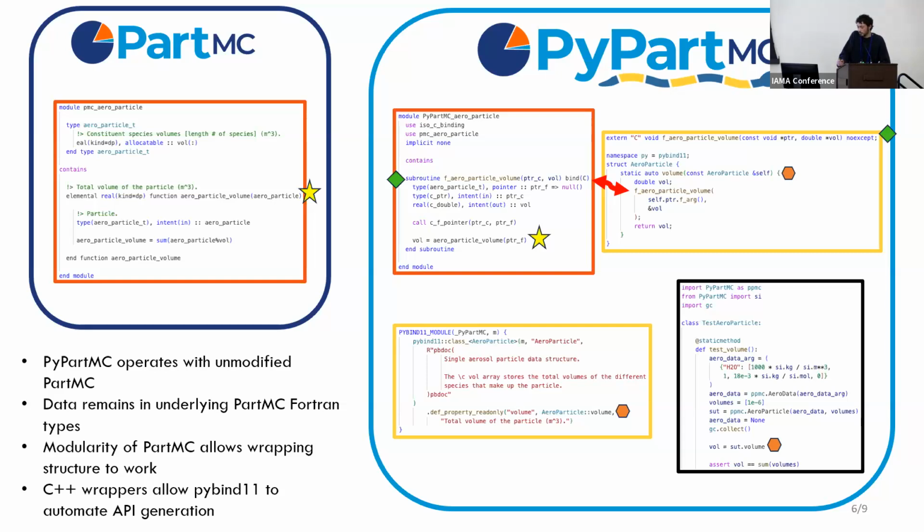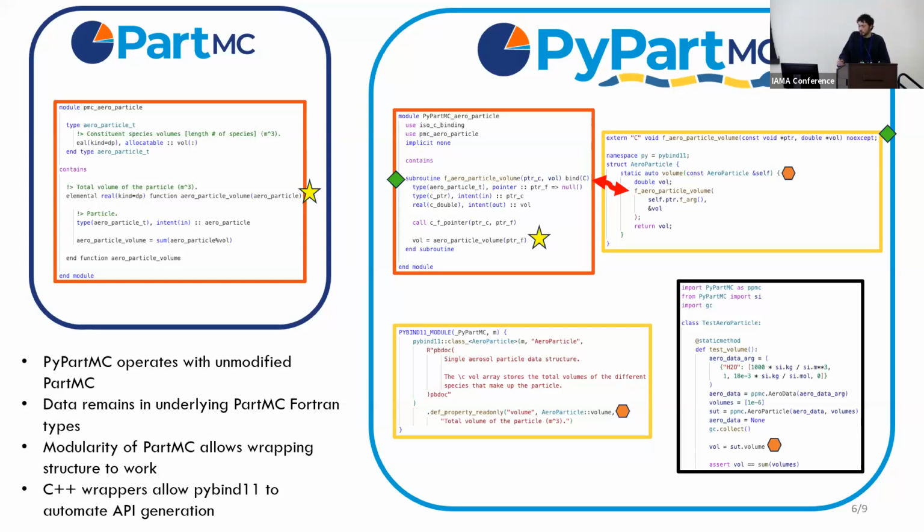So all the computation is still taking place in Fortran, and this makes updating versions of PyPartMC straightforward without having to modify a whole bunch of code in PyPartMC. Data remains in the underlying PartMC Fortran types. We're not transferring this data around back and forth.